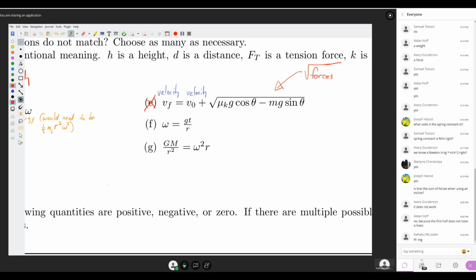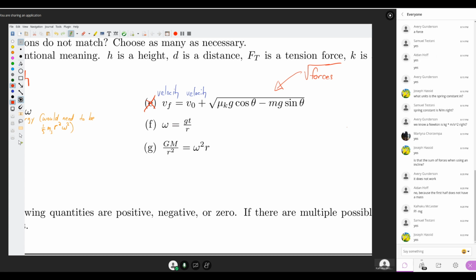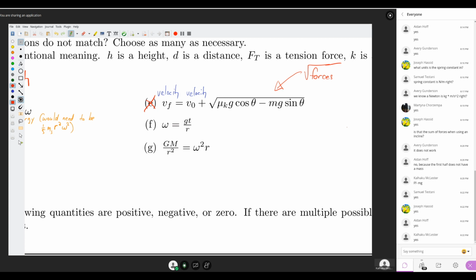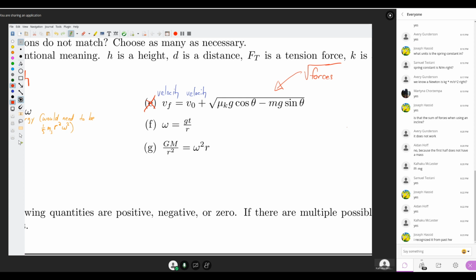Let's talk about number F. So does F make sense? Yes, it does. So I'm going to pick on somebody. I'm going to pick on Joseph. You're correct, but tell me why you said yes. How did you figure that out? Actually, I'll have everybody who said yes, all four of you, type out to me why you said yes. You recognized it from past homework. Okay, so that's another fluency in language thing.